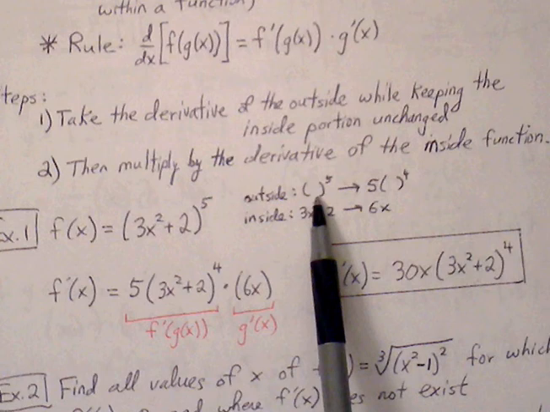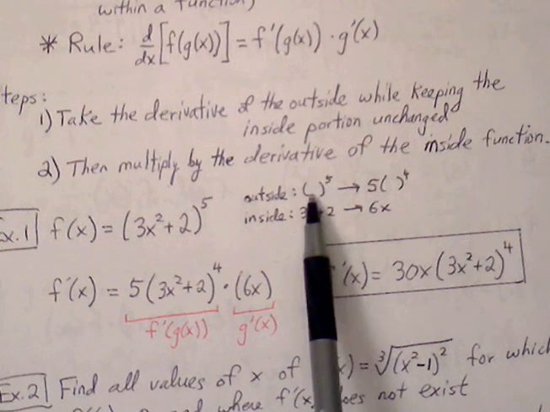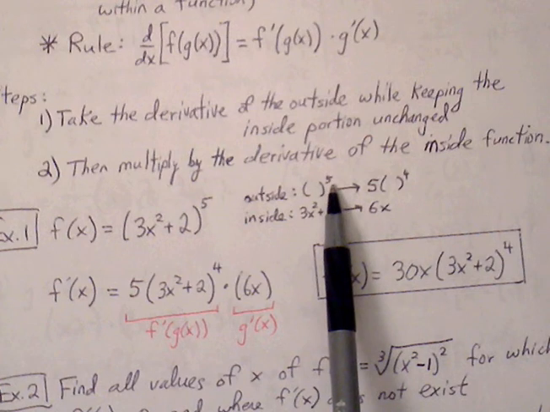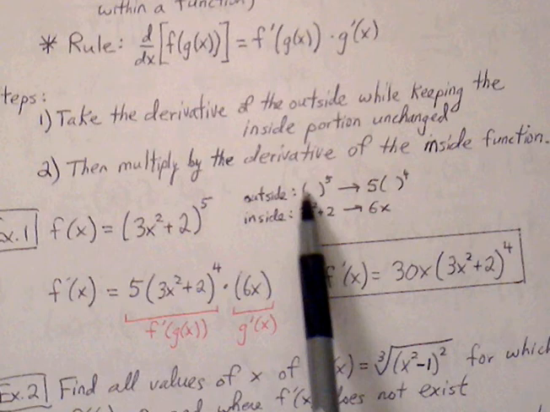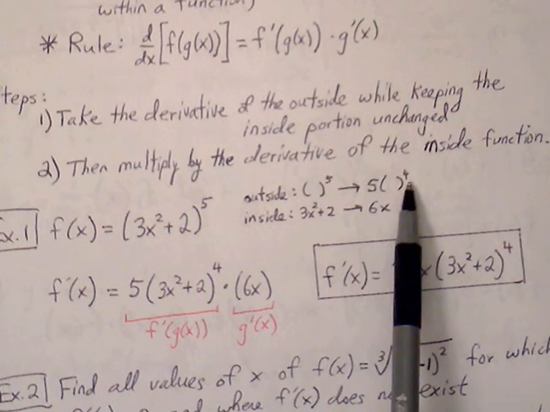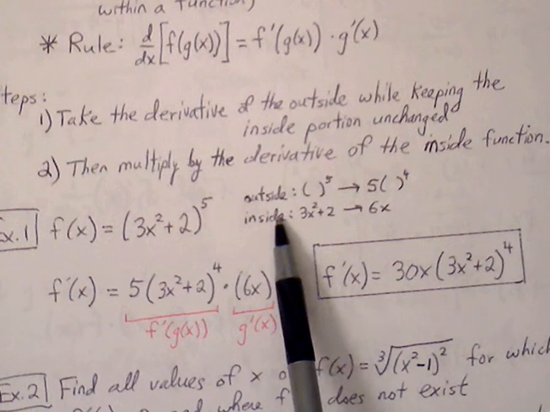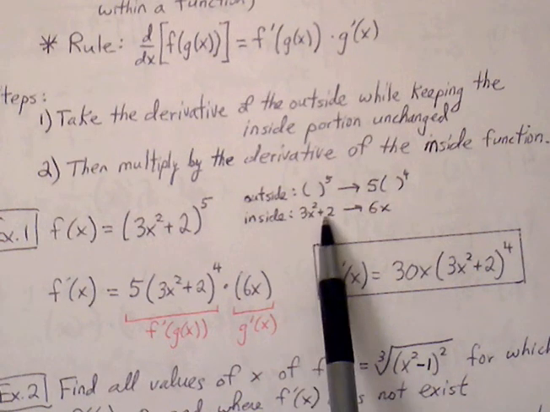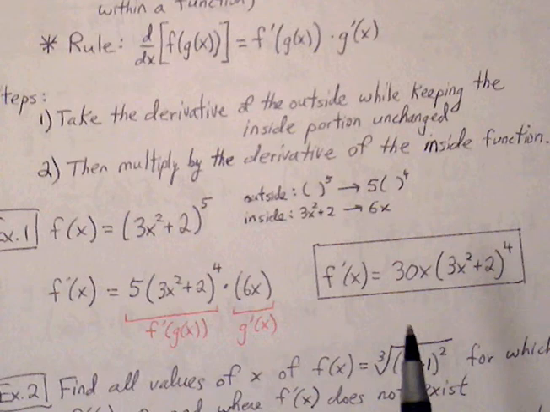The derivative for parentheses to the fifth power, if we treat the parentheses like one big variable, then we can find the derivative using power rule. Bring down the 5, keep the parentheses, subtract 1 from the exponent, so then 5 parentheses to the fourth. And then the derivative of the inside function, the 3x squared plus 2, will simply become 6x.